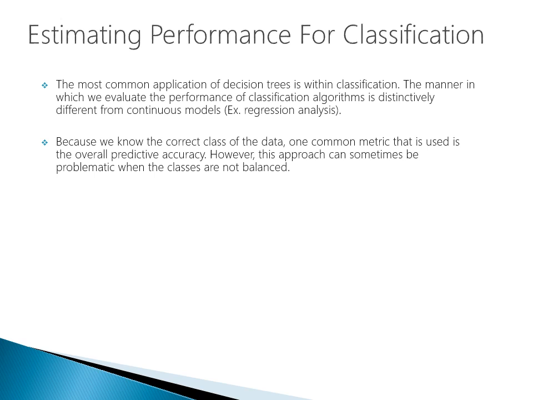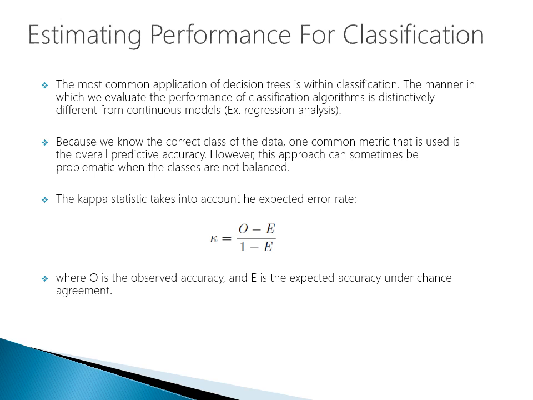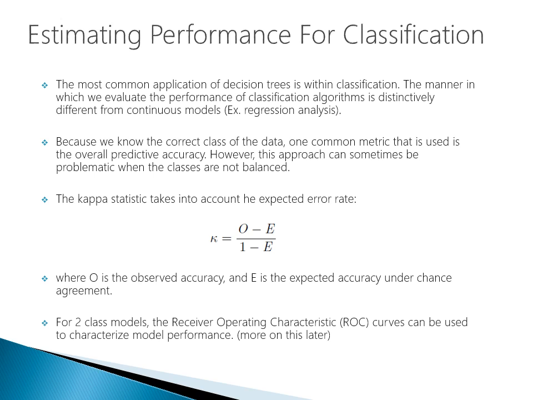However, this approach of taking the percentage of predictive accuracy just based off of the amount wrong can sometimes be problematic when we don't have balance in the classes. The kappa statistic takes this into account and calculates the expected error rate, where O is the observed accuracy and E is the expected accuracy under chance agreement. Now for two-class models, my yes-no example, there's a very powerful metric that we'll get into called the receiver operating characteristic, or ROC curves, and they can be used to characterize model performance.